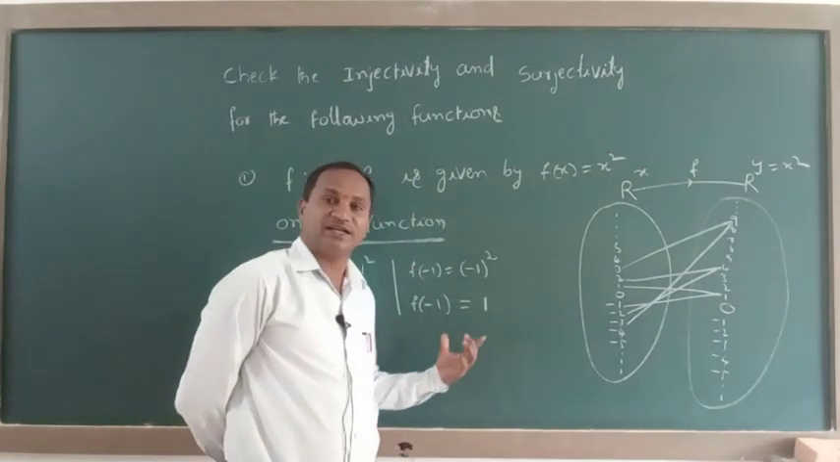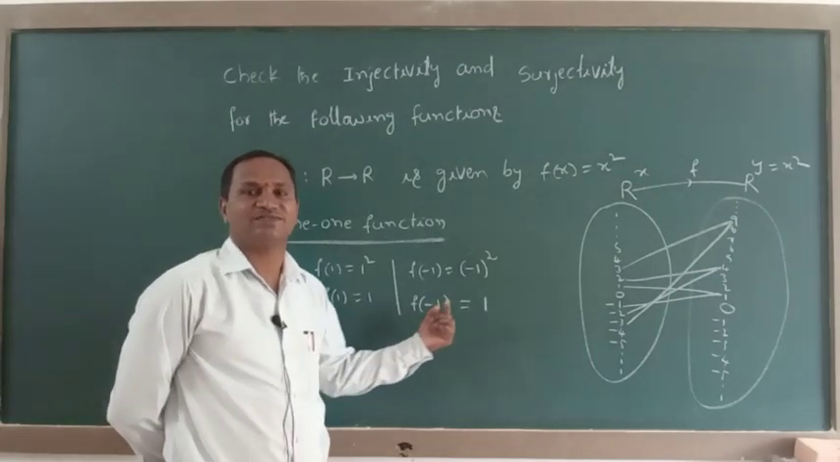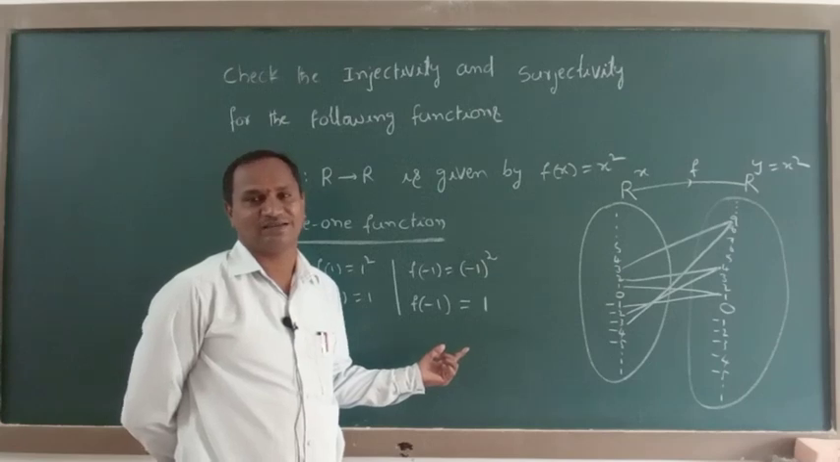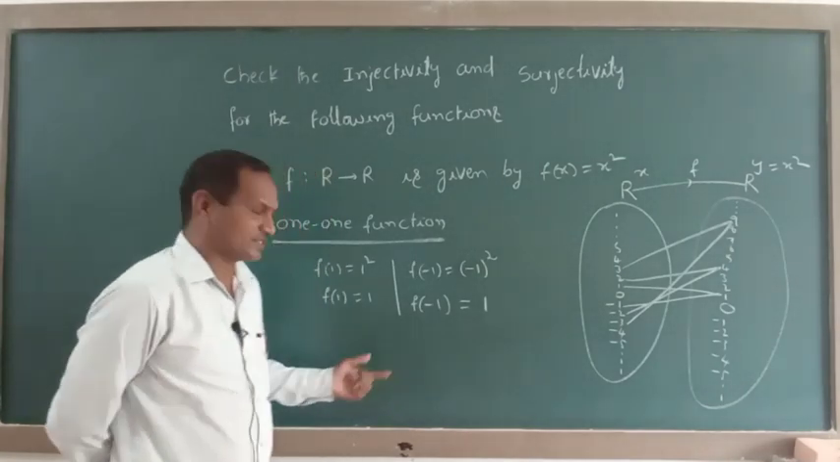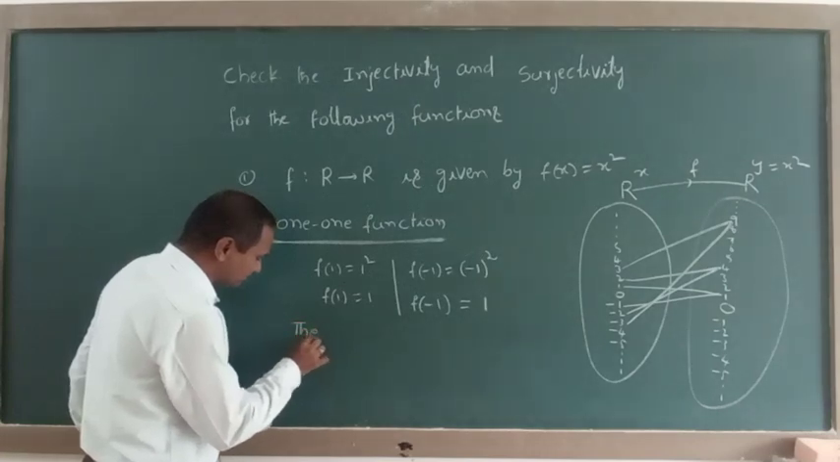But here it differs from that definition. Why? Because the elements 1 and minus 1 have the same image. That's why we can say f is not a one-one function. But we should write it in some words. The elements 1 and minus 1.